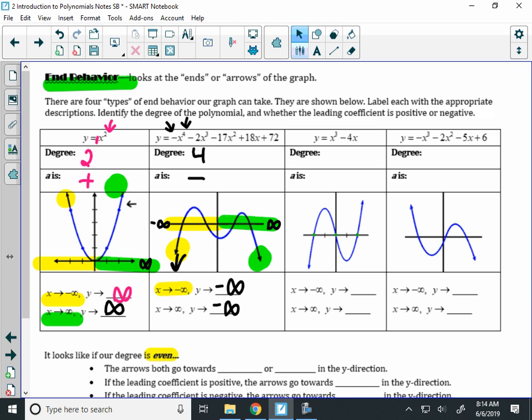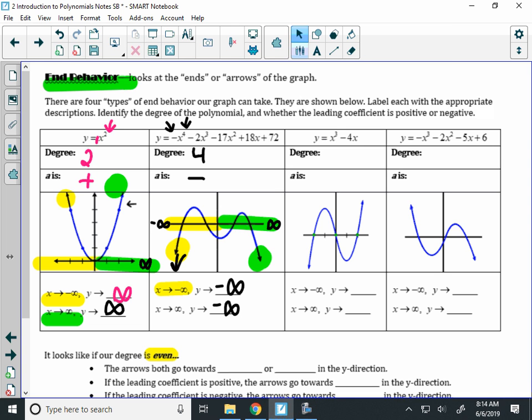So for the first two, my degree was even, 2 and 4. And it looks like for even degree polynomials, we investigated this in investigation 1, the arrows go in the same direction. So they're either both going up or they're both going down. You can tell which by whether the leading term is positive or negative.